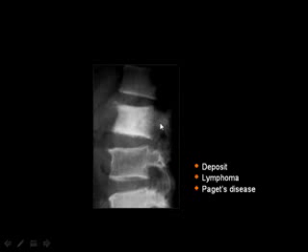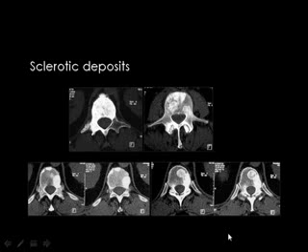Then if you see a solitary dense vertebra, this is the differential diagnosis: metastatic deposit, lymphoma, and Paget disease. You know that Paget disease causes enlargement of the affected bone. And if the vertebra is similar in size to the vertebra above or below, you can easily exclude Paget. Then you are left with deposit and lymphoma.